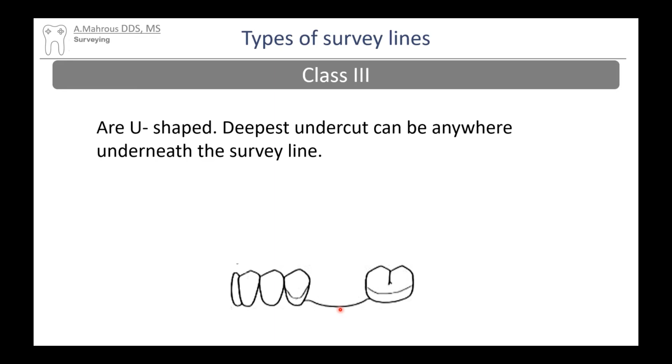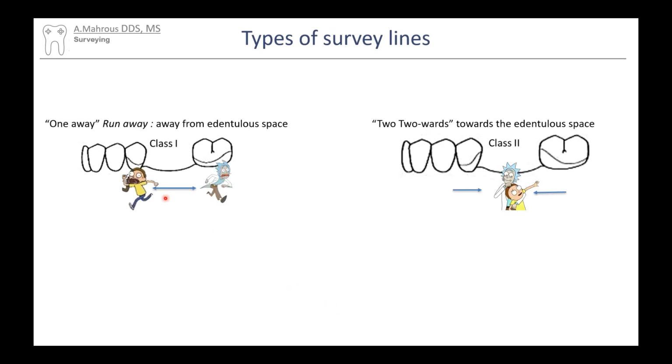A nice way to memorize this is to use the phrase "one away, run away," to indicate that the undercuts are away from the edentulous space, and two towards, meaning the undercuts are close to the edentulous space. Rick and Morty always helped you.